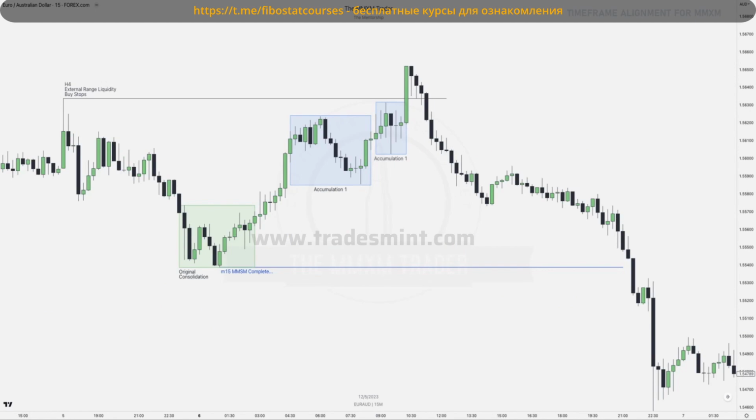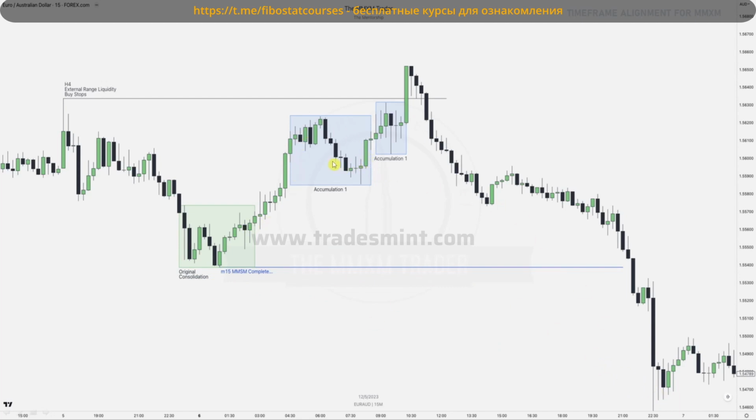Market maker buy models, market maker sell models. It is all fractal. So 4-hour PDRA above an old high, external range liquidity. Original consolidation down here, leaving some low resistance liquidity, right? So we know sell stops are resting below here, and that drawn liquidity was way lower, right? The daily or that 4-hour fair value gap in discount.